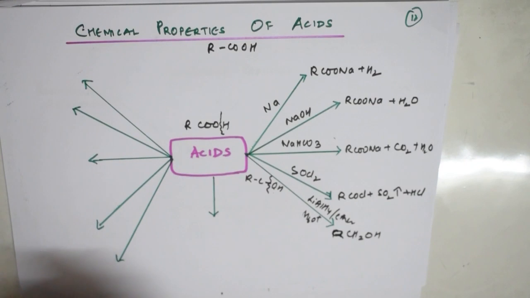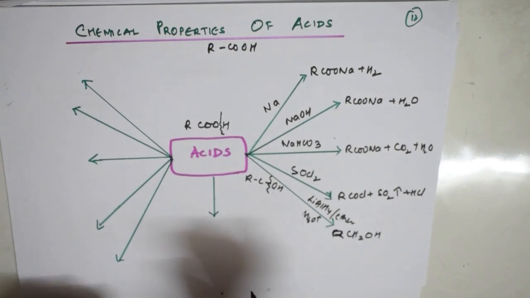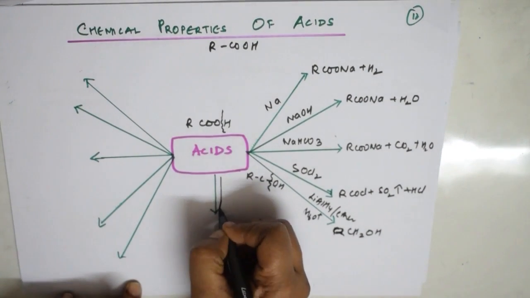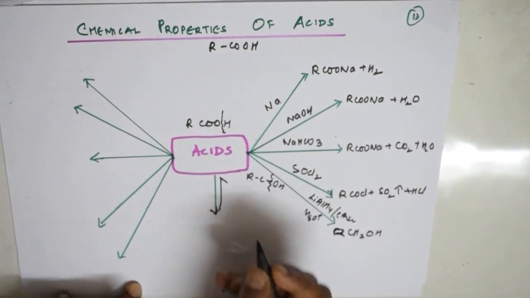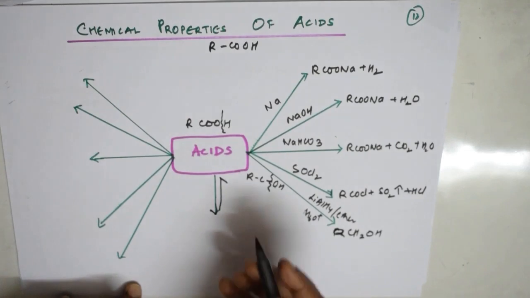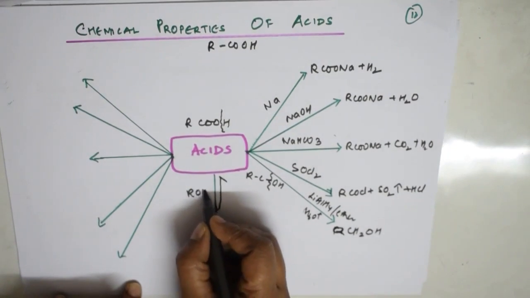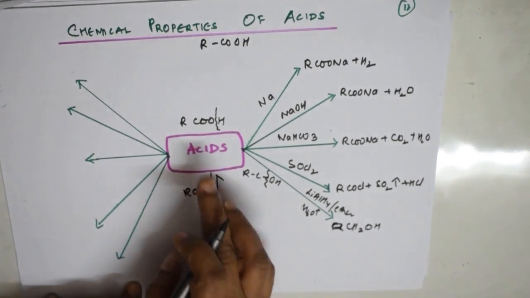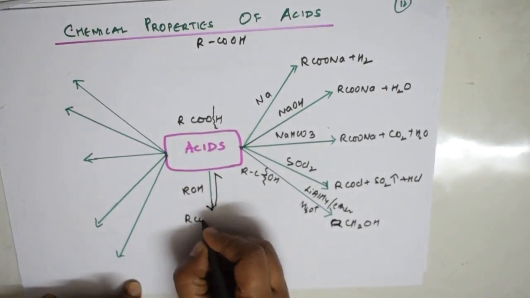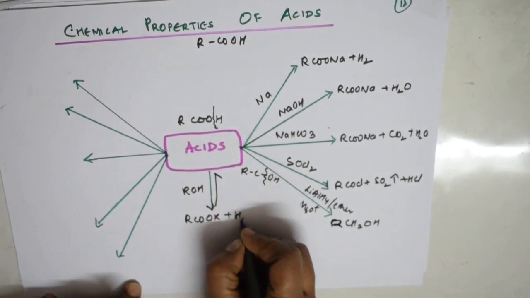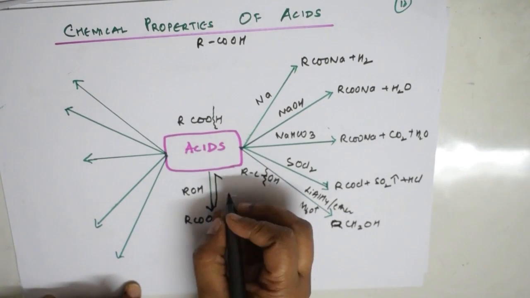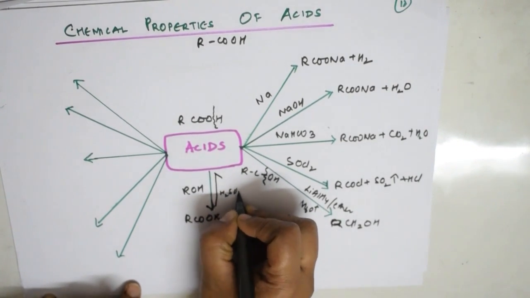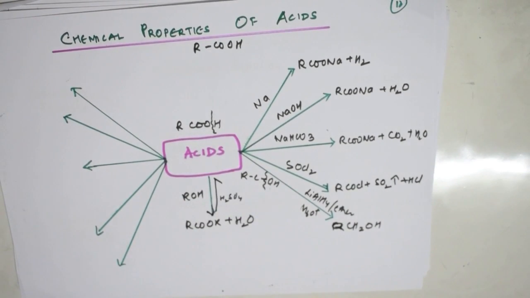Right. Now, next case. Suppose I have to show you the esterification reaction, which is a reversible reaction. To this acid, I am going to add alcohol. What do you get? Acid plus alcohol gives me ester plus water. What is required here? You require sulfuric acid, a dehydrating agent.